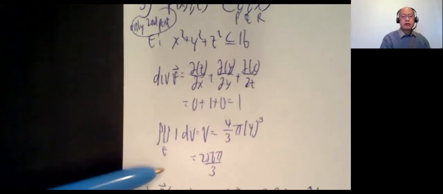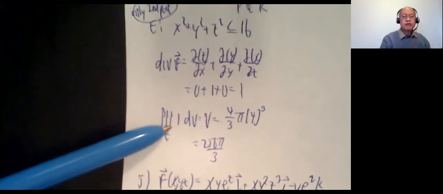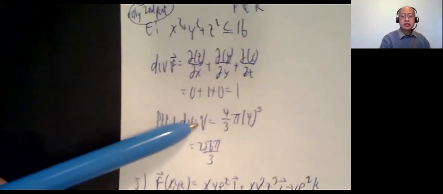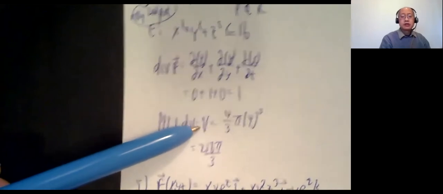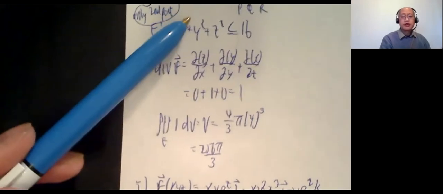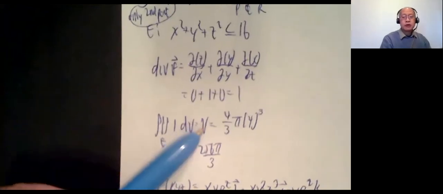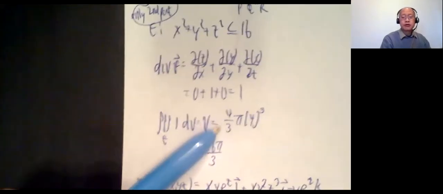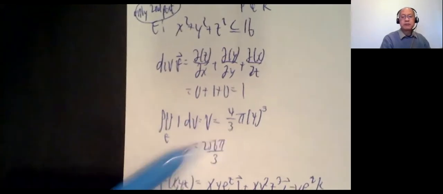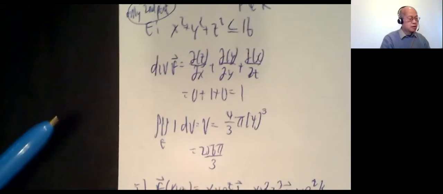So I'm doing a triple integral of the divergence, 1 dV. But the triple integral of 1 dV means just the volume. So it's simply the volume of this sphere. How do you find the volume of a sphere? 4/3 pi r cubed. So 4/3 pi times 4 cubed, 256 pi over 3. Very nice.